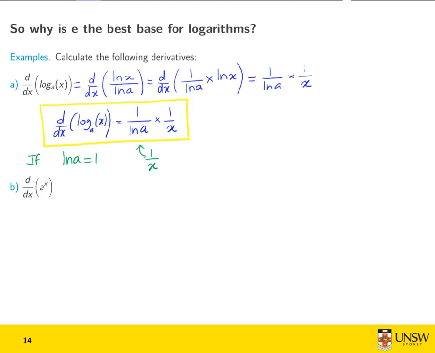And for which value do we have ln of a equal to 1? Well, exactly when a is equal to e. Let's now try the derivative of a to the x. And again, in our list of formulas, there is none for this one. So what we're going to do is rewrite the function before we take its derivative.